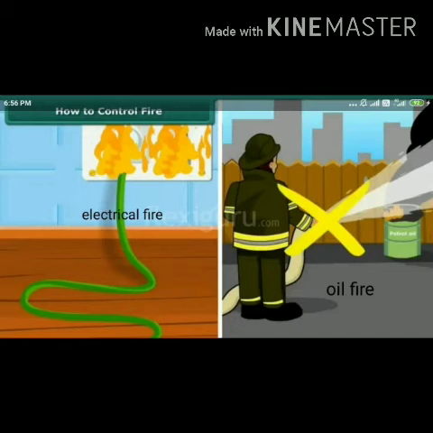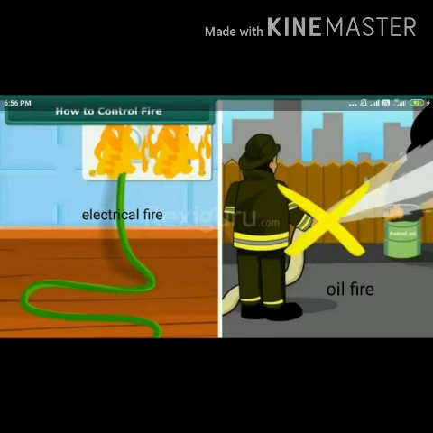Okay. Now, when you see fire produced by burning oil or petrol, there also we can't make use of water as an extinguisher. Why? Because water is heavier than oil and petrol. So when you throw water on the burning oil or petrol, means if the fire is due to oil or petrol, when you throw the water on it, what will happen?